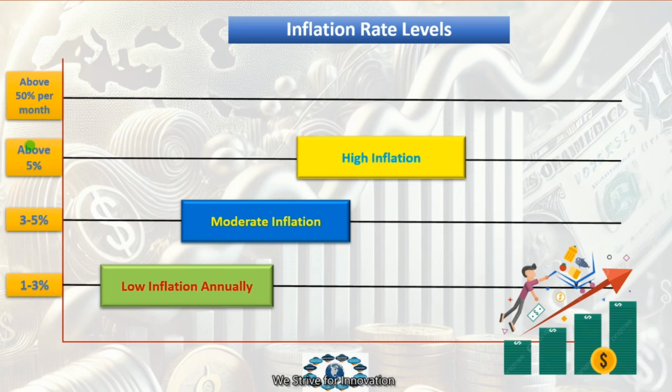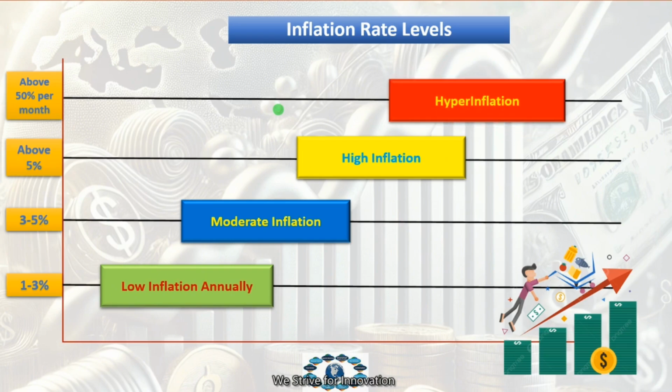And then we have anything above 5%, which is high inflation. This could indicate an overheating economy, which will lead to a potential economic issue, of course. And then comes the worst, the nightmare, which is hyperinflation. That's extreme inflation over 50% per month. It leads to a complete loss of confidence in the currency.